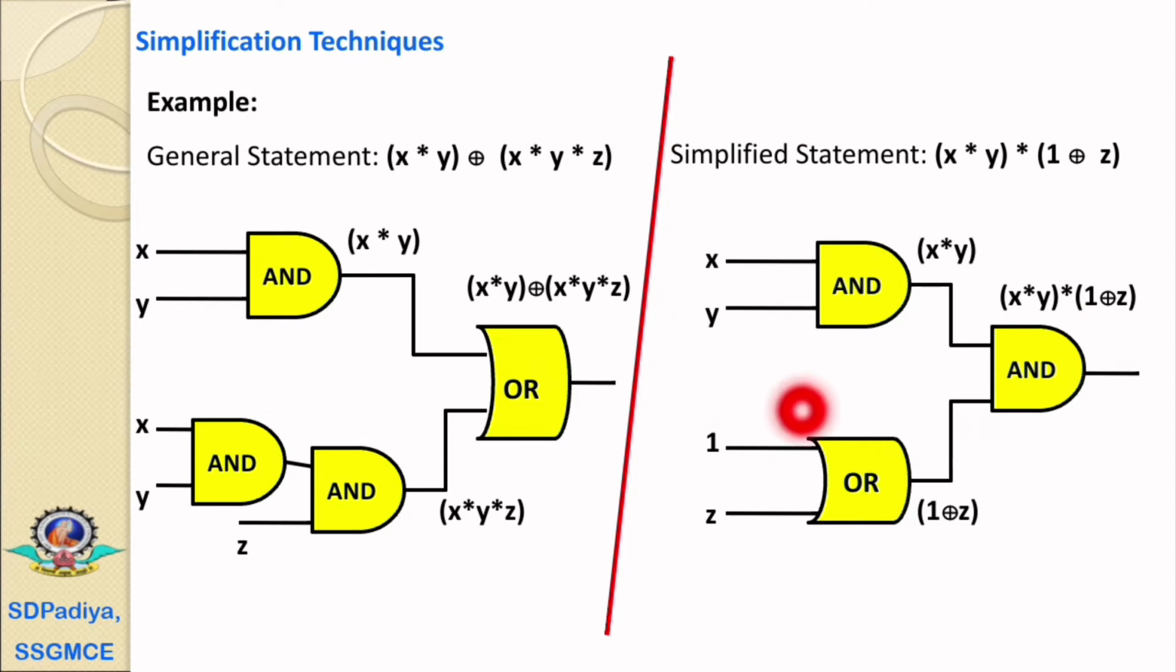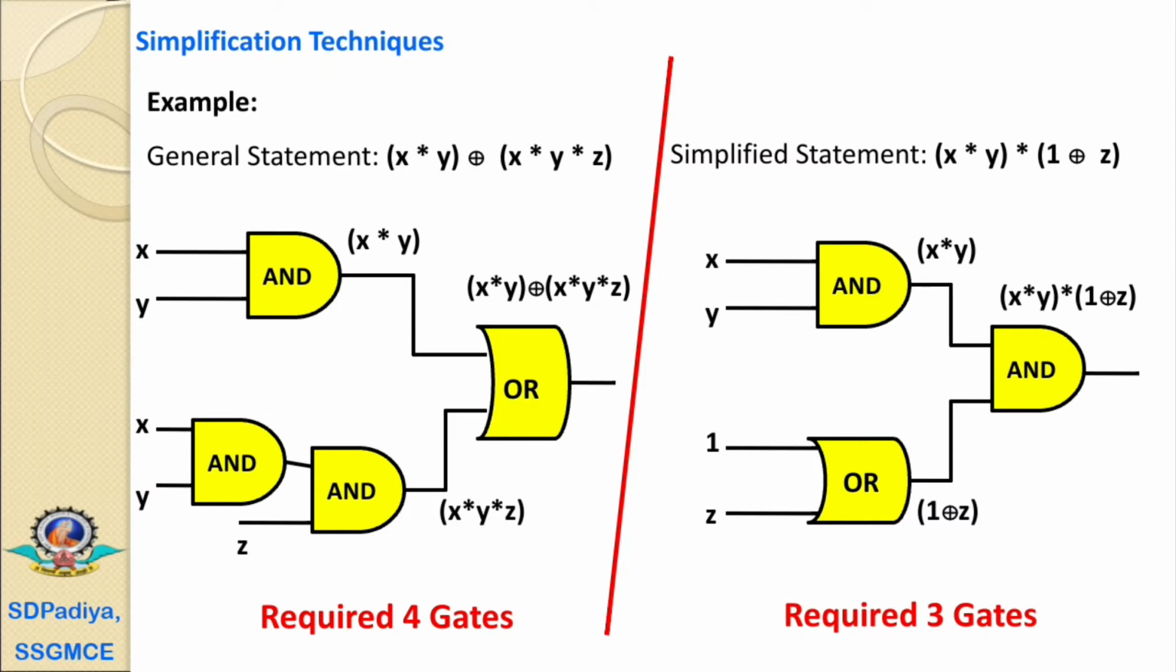The output of both these circuits will be the same, but for designing the circuit for the generalized expression, we require 4 gates, and for the simplified expression, we require only 3 gates. If we compare the circuits for the general statement and the simplified statement, the circuit for the general statement requires 4 gates, while the circuit for the simplified statement requires only 3 gates.